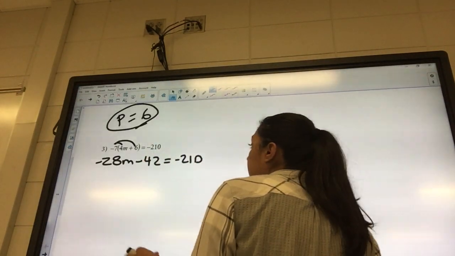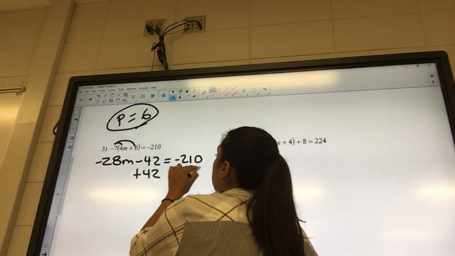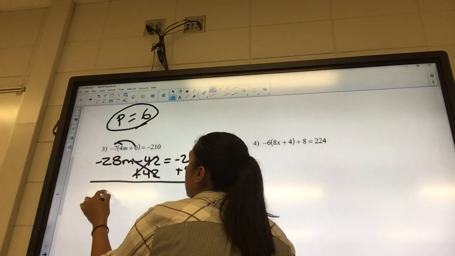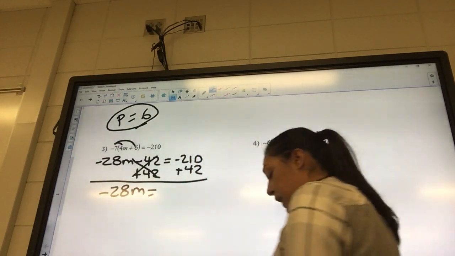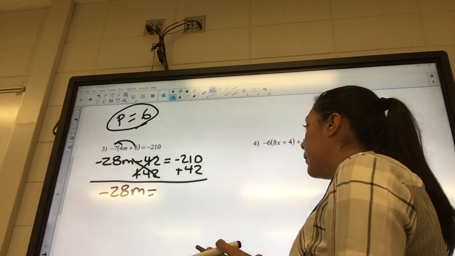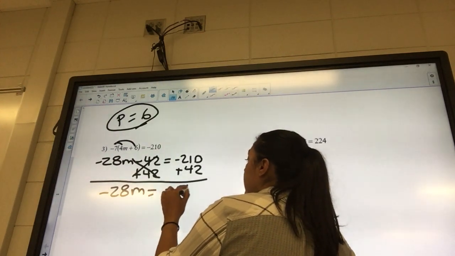And then there's nothing for us to combine, so we're going to say plus 42, plus 42. So I got negative 28m, and I got negative 210 plus 42 is minus 168.